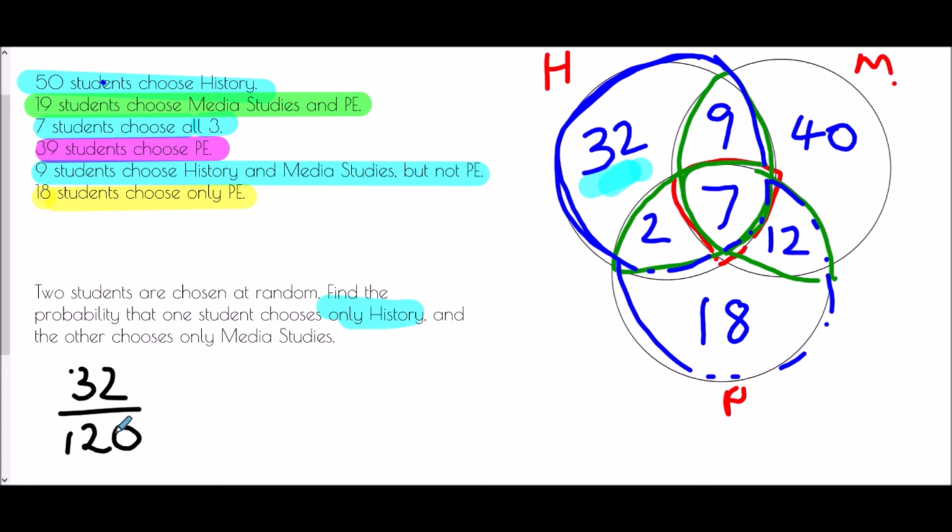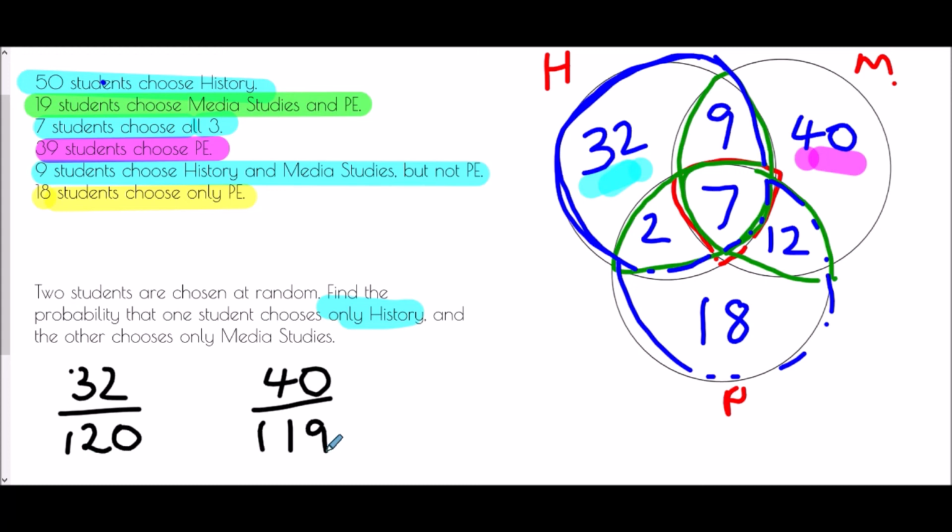But there's a little trick here within the question. Because we are choosing two people, we basically have to think we've chosen one first and then the other. And so the media studies people are these 40, and so we have 40 out of, but now we are not dealing with 120 people. We've already selected one of these history people, and so we now only have 119 people. And so the two probabilities we need to use are 32 out of 120 and 40 out of 119.